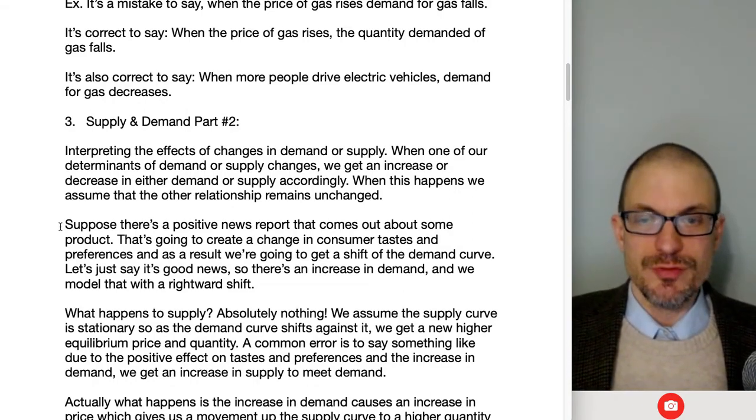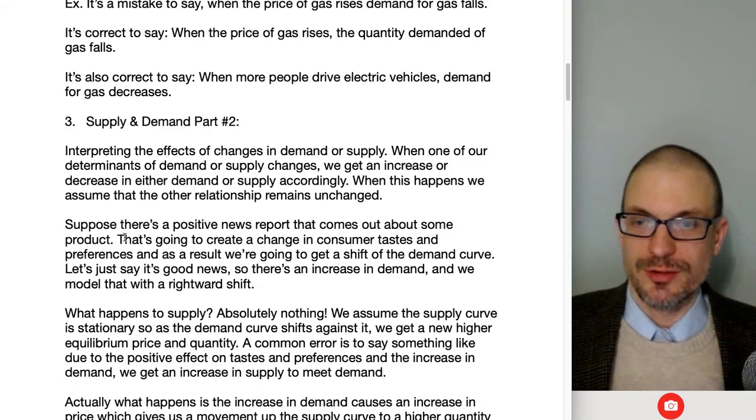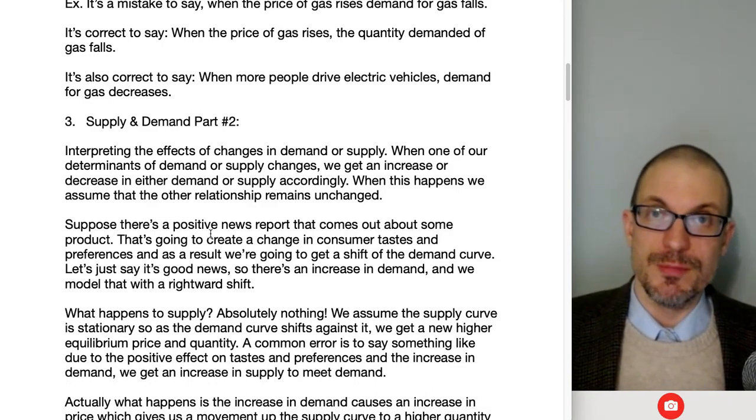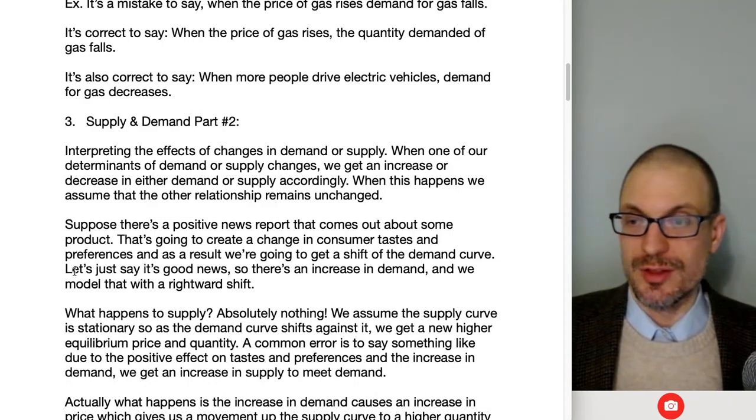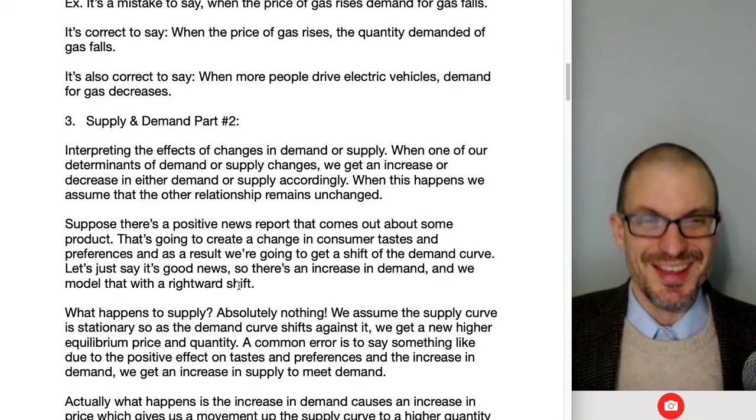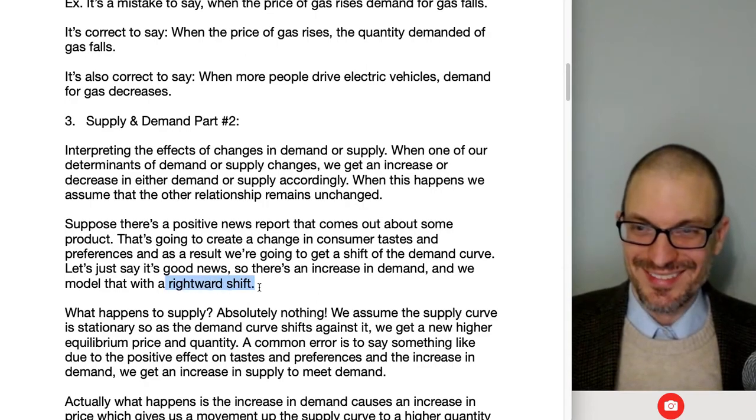Suppose a positive news report comes out about some product. That's going to change consumer tastes and preferences. As a result, we're going to get a shift to the demand curve. It's a positive news report, so it's going to be an increase in demand, right? So it's good news. There's an increase in demand. We model that as a rightward shift.